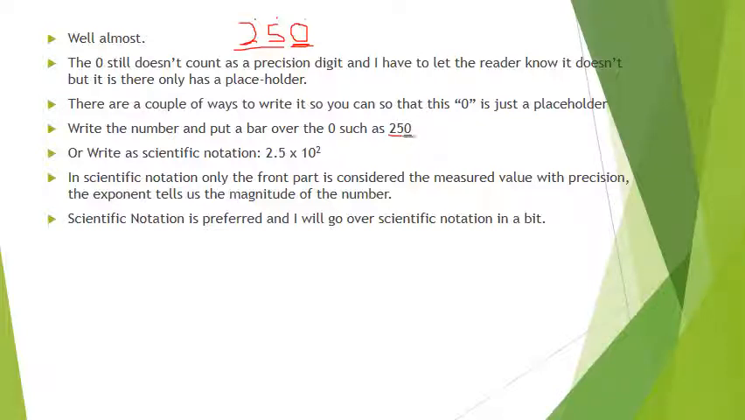So here's one way of writing it, 250 with a line under the 0. Another way that we'd actually prefer is to write it in scientific notation, 2.5 times 10 to the 2, because that wraps that 0 up into here. This tells me the magnitude. It gets rid of the 0, and so now I don't have to be confused by it. And this here tells me that the precision is 2. We'll go over scientific notation in a future slide.